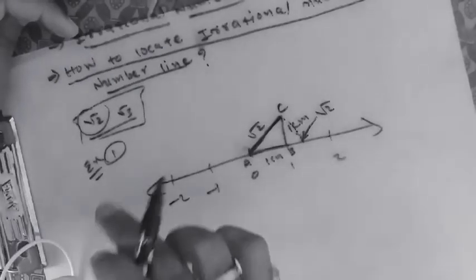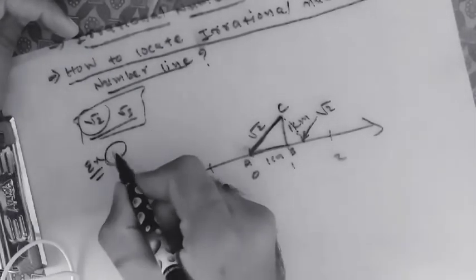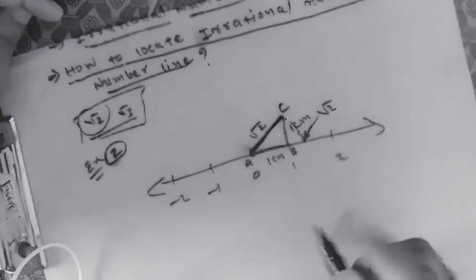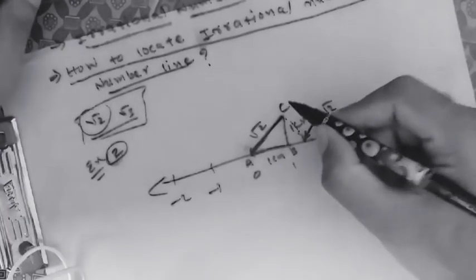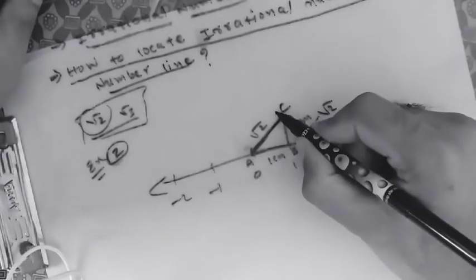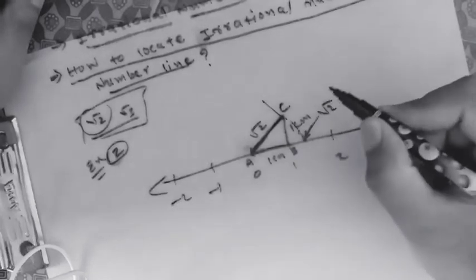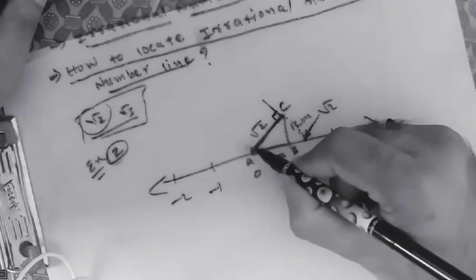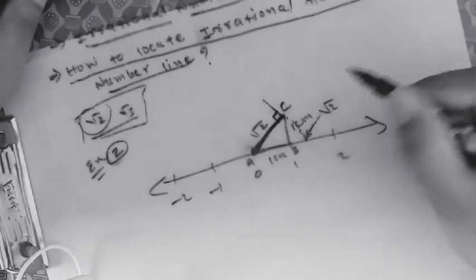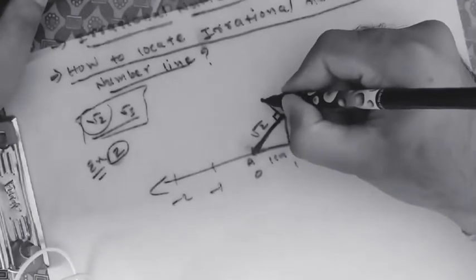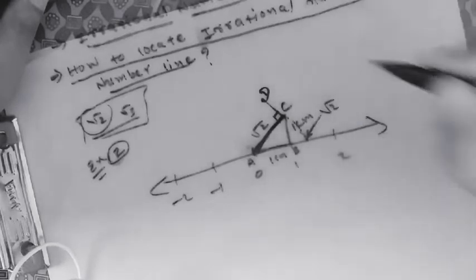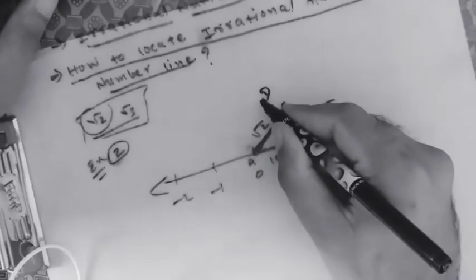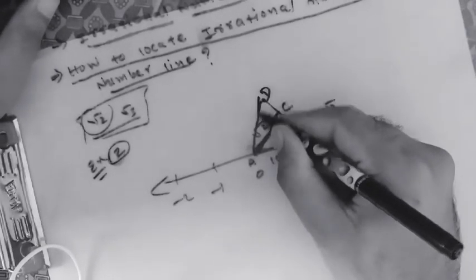Okay. Now second example. In the second example we try to draw a perpendicular line of length 1 centimeter here on this root 2 line, AC line. Okay, and name this point as D. Okay, now we find this line.